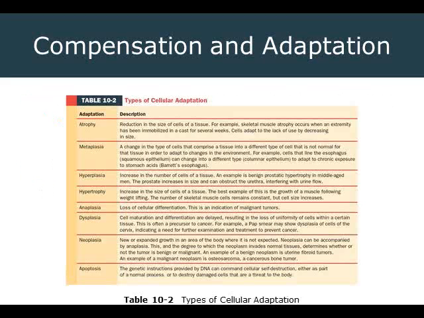So, types of cellular adaptation. If you want to look on 236, again, another good chart. Some terms you've probably heard before but maybe didn't really understand completely. Atrophy: this is reduction of the size of the cells of a tissue. For example, skeletal muscle atrophy occurs when an extremity has been immobilized in a cast for several weeks.